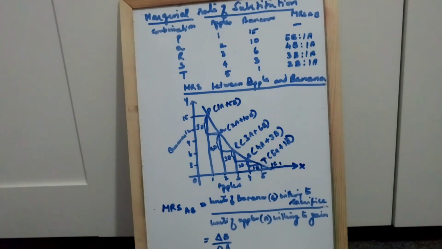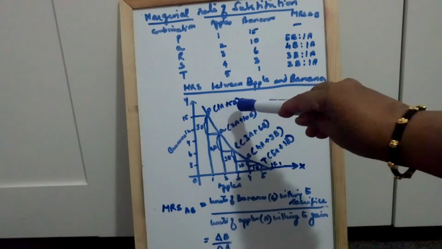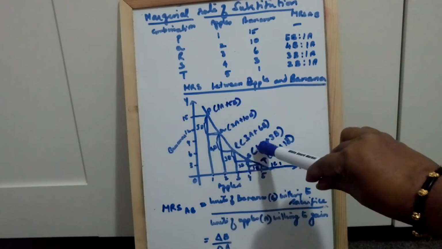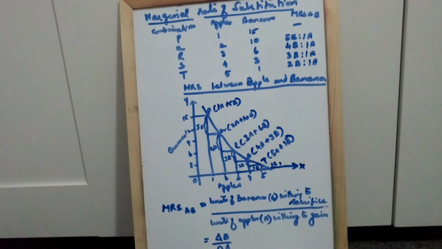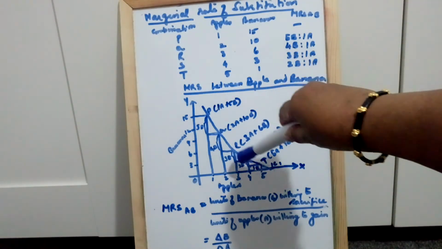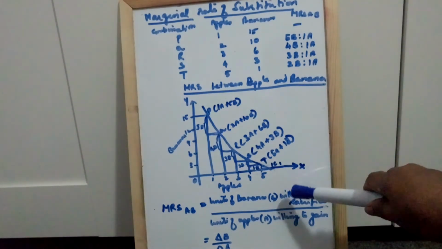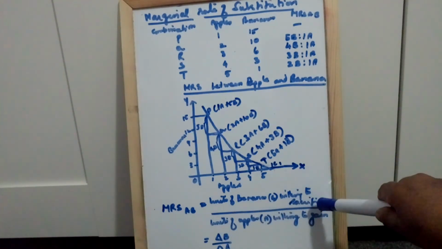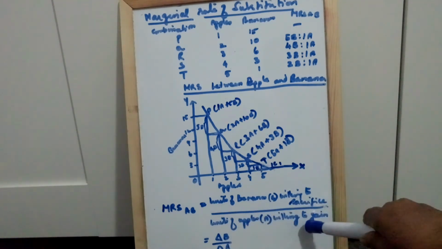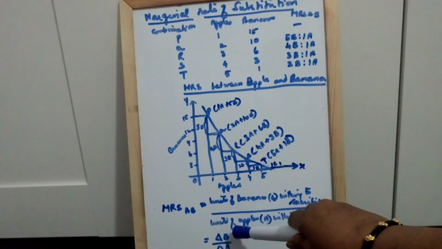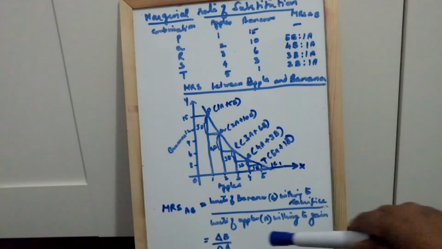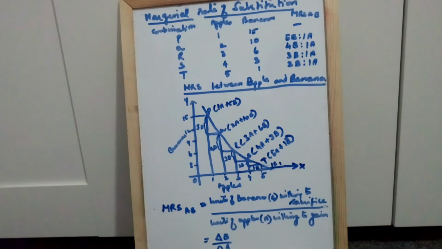So here you find in the diagram, each point is marked with a combination. And this is the indifference curve. And the formula is written here: units of bananas willing to sacrifice divided by units of apples willing to gain, otherwise change in units of banana divided by change in units of apple. So the indifference curve is falling down. Why does MRS diminish? Because of the law of diminishing marginal utility.